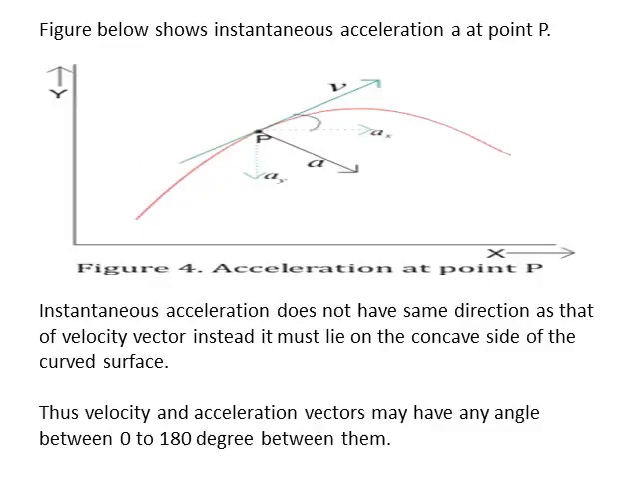This figure represents the instantaneous acceleration a at any point P, and the instantaneous acceleration doesn't have the same direction as that of the velocity vector. Instead, it must lie on the concave side of the curved path. Thus, the velocity and acceleration vectors may have any angle between 0 and 180 degrees between them.